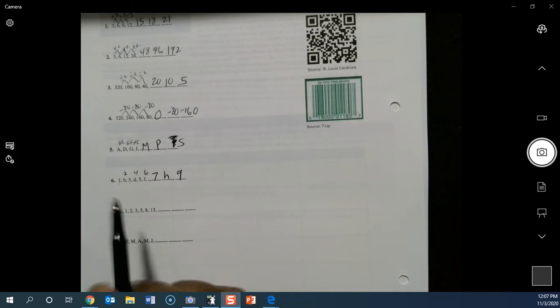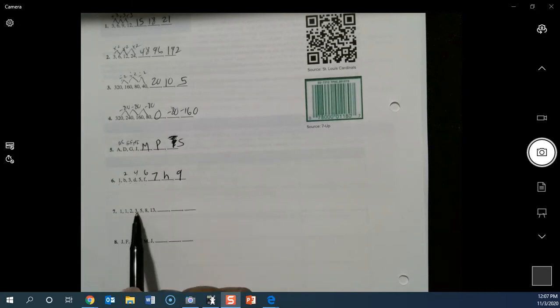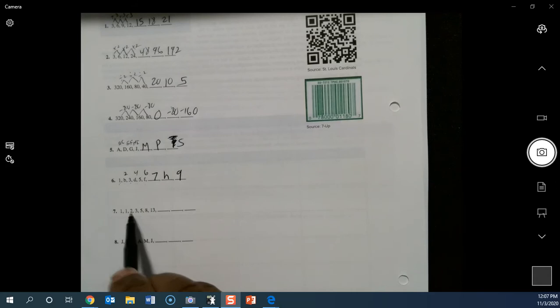All right, now number 7. We have 1, 1, 2, 3, 5, 8, 13. Now, if you notice, when you add two values, it gives you the next value. 1 plus 1 is 2. Then 1 plus 2 is 3.